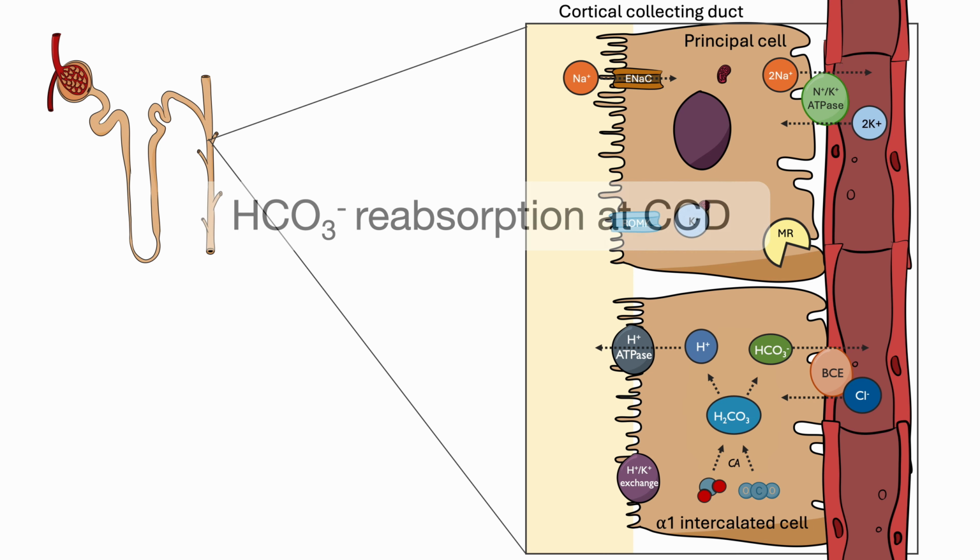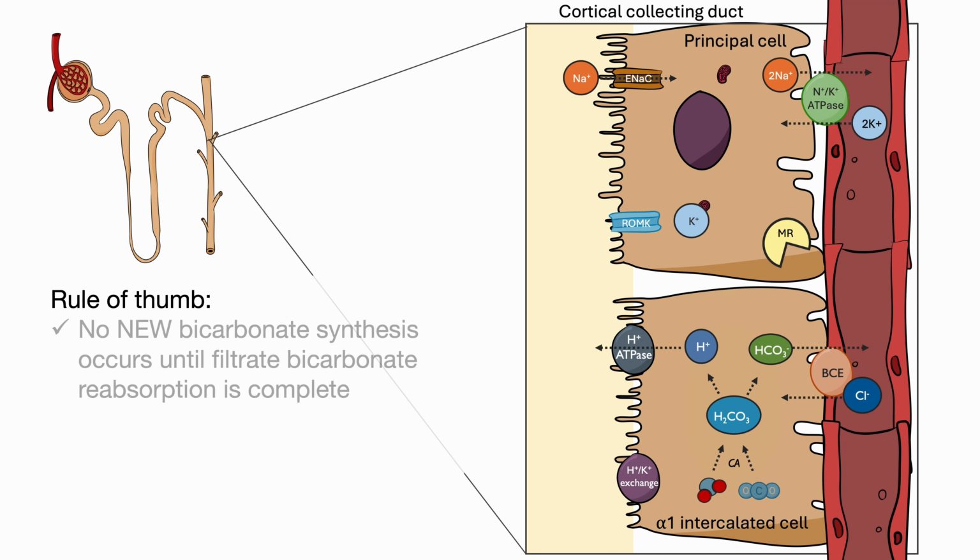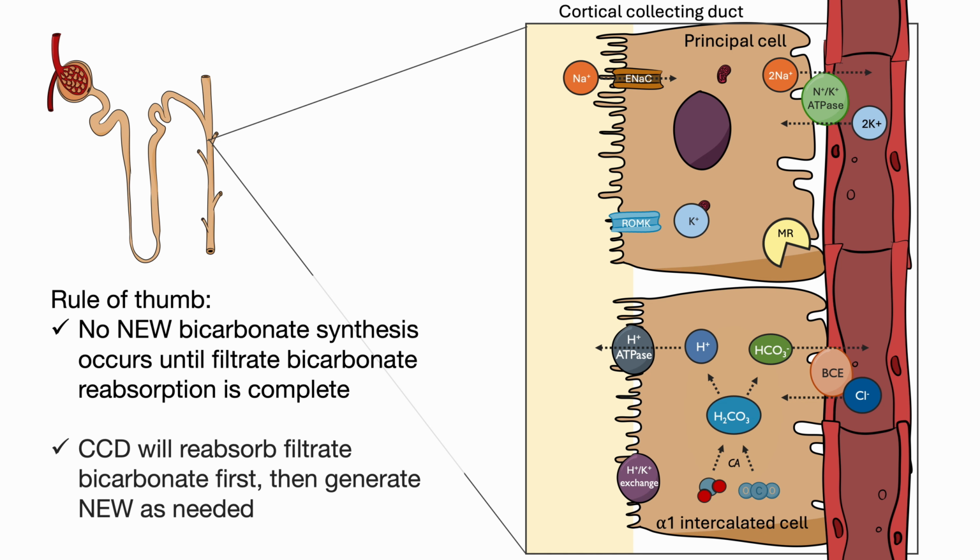A general rule of thumb to keep in mind is that no new bicarbonate synthesis can occur until bicarbonate reabsorption is complete. In short, this means if bicarbonate remains in the tubule and is delivered to the cortical collecting duct, it will be reabsorbed before it generates new bicarbonate. That's right, the cortical collecting duct can and will reabsorb bicarbonate first.